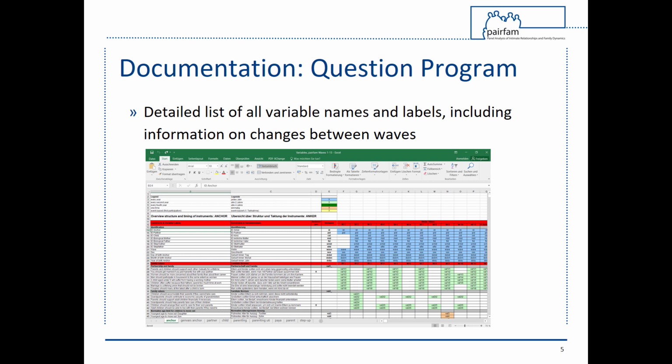Therefore, we advise first looking through the question program to locate variables of interest and understand in which waves and to whom they were posed. Then, take a closer look at these variables in the respective codebooks for question wording and filtering.